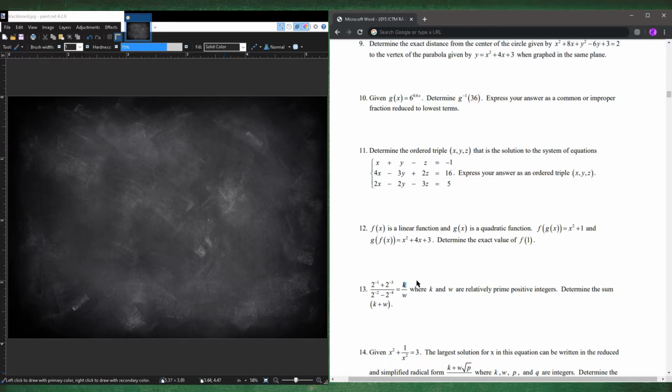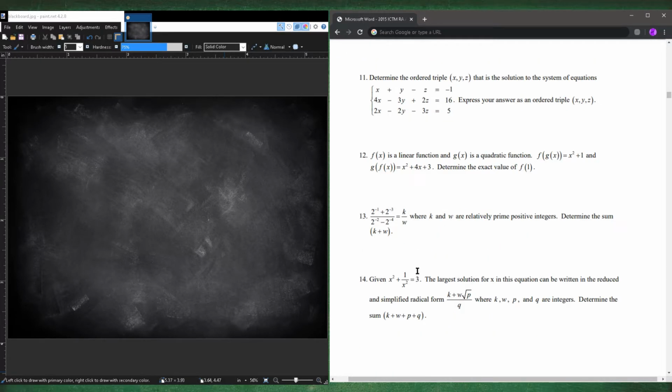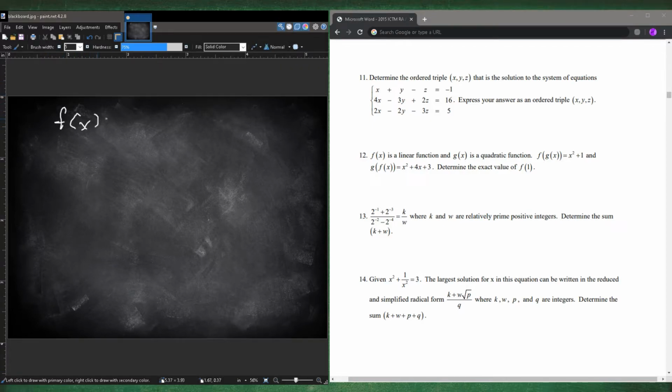Okay. Number 12, f of x is a linear function and g of x is a quadratic function. Okay, so let's write that down. f of x is linear, so ax plus b. And g of x is a quadratic function. Actually, let's not use a, because we already used that. cx squared plus dx plus e, right?